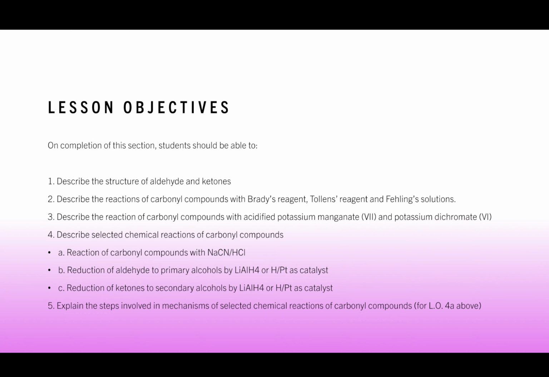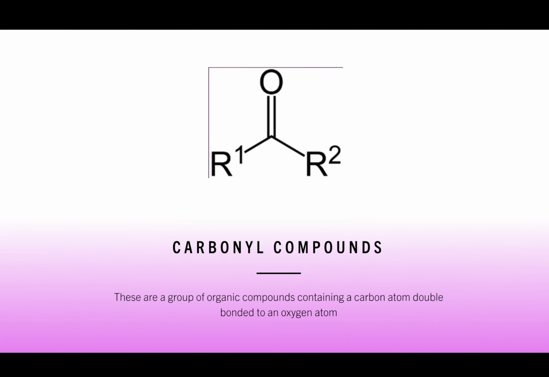So that's like how many mechanisms we do so far? We did one, two, three, four. I think this is the fifth mechanism we're looking at now. All right. So carbonyl compounds. So these are groups of organic compounds containing carbon atom doubly bonded to the oxygen atom, right? So this is a carbonyl group.